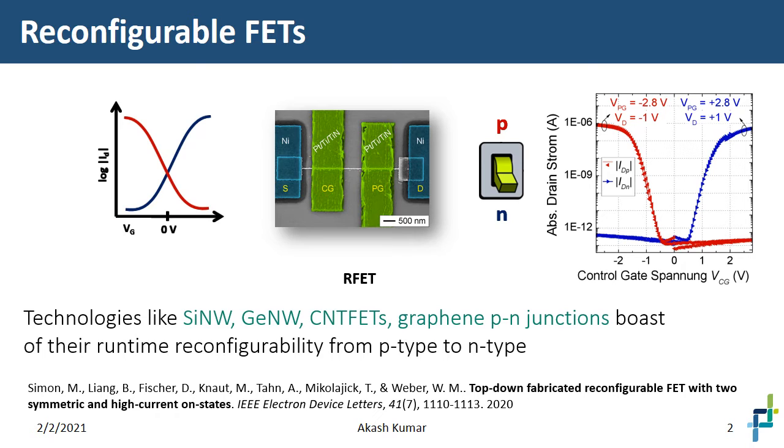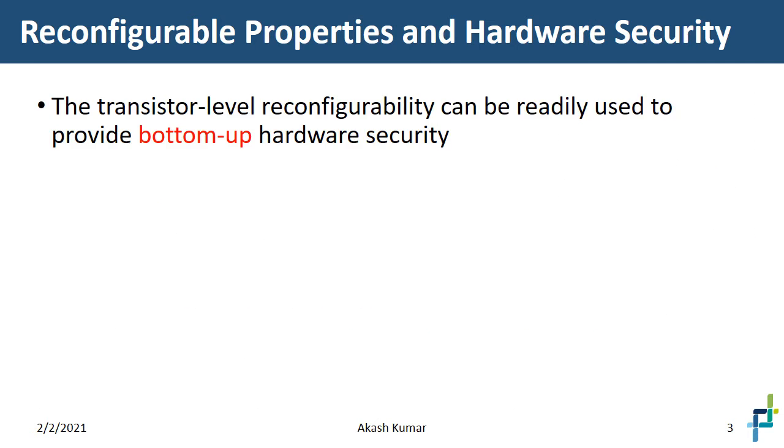For example, you get a nice red curve in the P configuration and the N curve in blue in the N configuration. The two curves are fairly symmetric, almost identically symmetric, with very little difference in the on voltage in the two configurations. And the benefit is that such reconfigurability can be readily used to provide bottom-up hardware security. Because of this reconfigurability, we can actually provide inherent security principles in circuits.